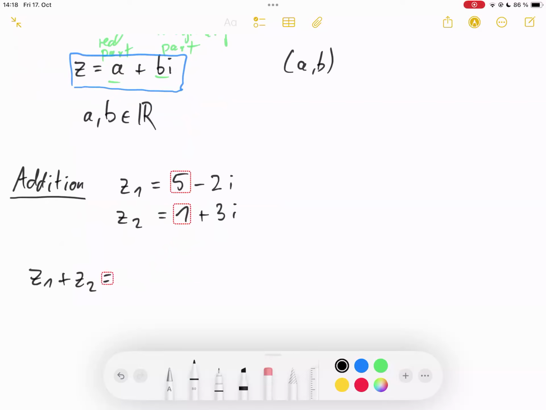If you have a solution for what the addition could be, please share this in the chat. What you need to do is add up the real and the imaginary parts, and then you have a new complex number.